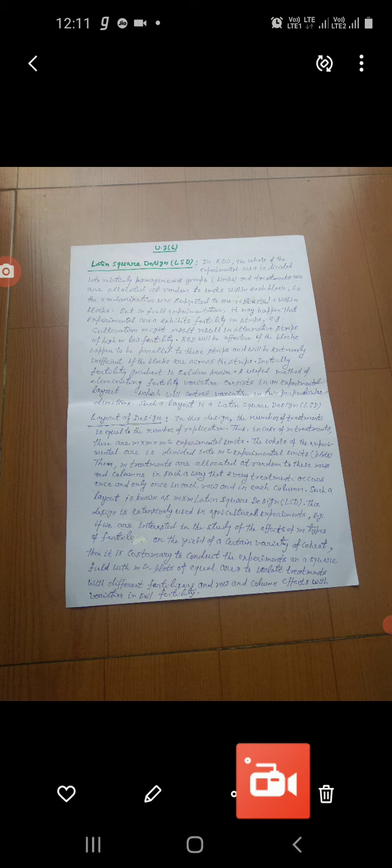RBD will be effective if the blocks happen to be parallel to these strips, and it will be extremely inefficient if the blocks are across the strips. Note this point: it should not be across the strips.